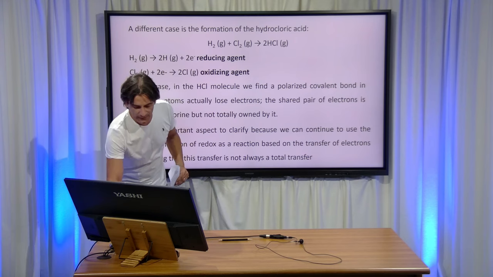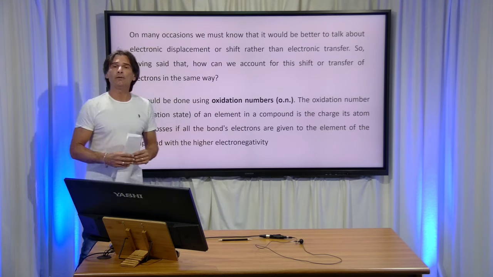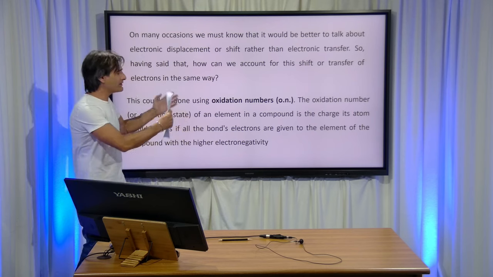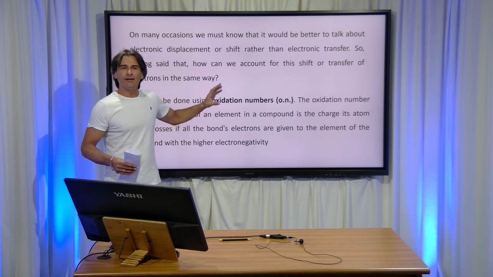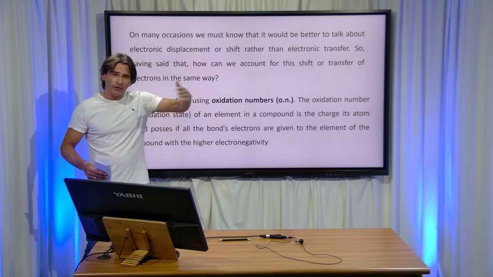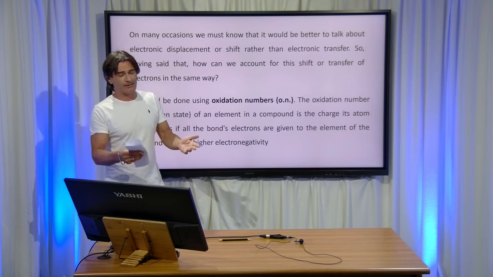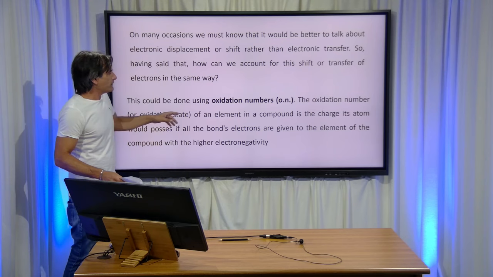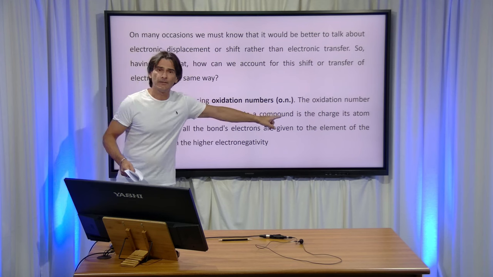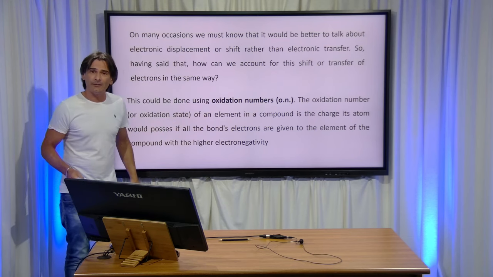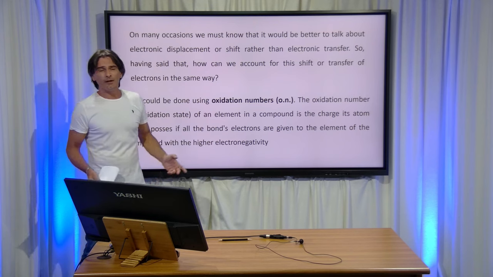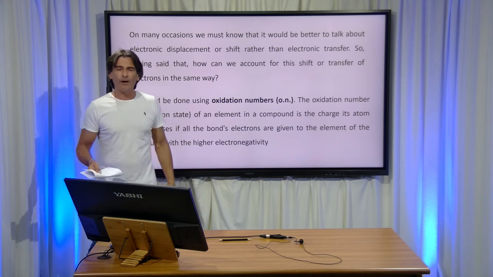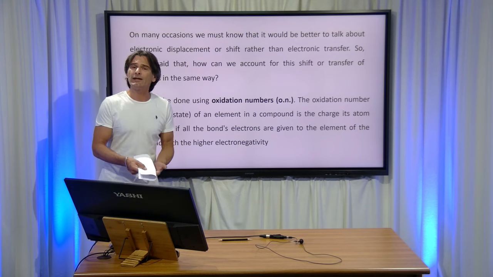Okay, but how can we consider this transferring, total or partial, in the same way, without using different methods? We can consider this movement of electrons between elements inside the compounds that are reacting using the oxidation numbers or oxidation state of the element that you already know. Because the oxidation numbers were explained by Professor Panzini during his lessons.